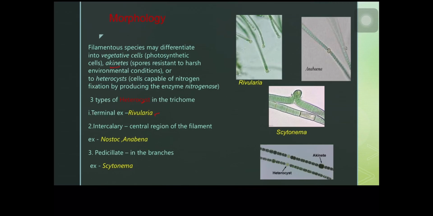The functions of heterocysts include: they are the storehouse of the reserve food material and they help in the nitrogen fixation process. They contain an enzyme nitrogenase which helps in the fixation of nitrogen. The heterocysts also help to break the trichome into fragments in vegetative reproduction.